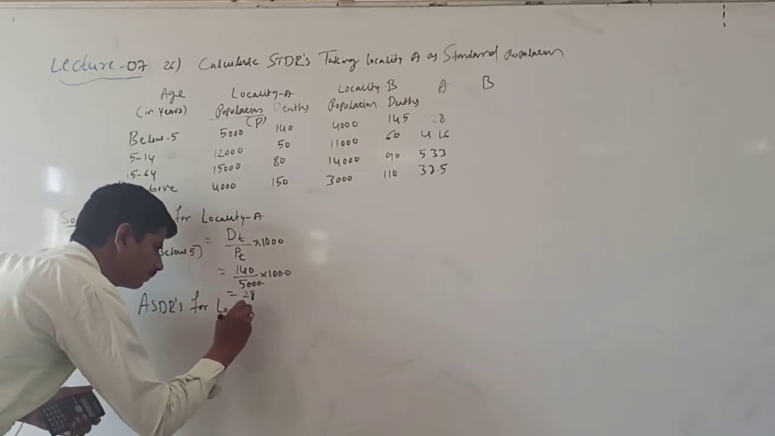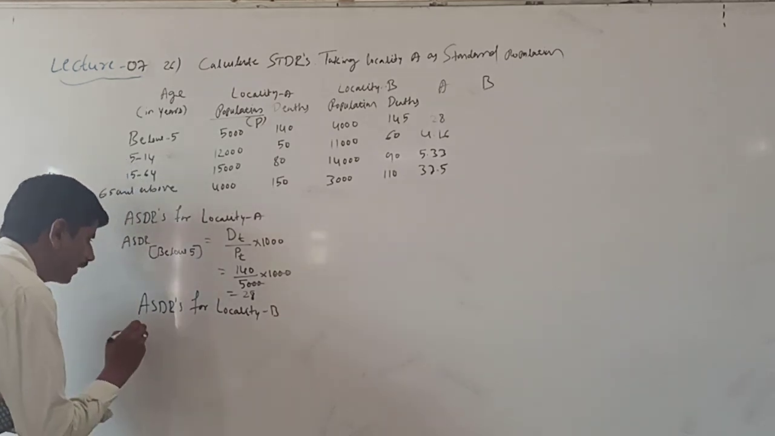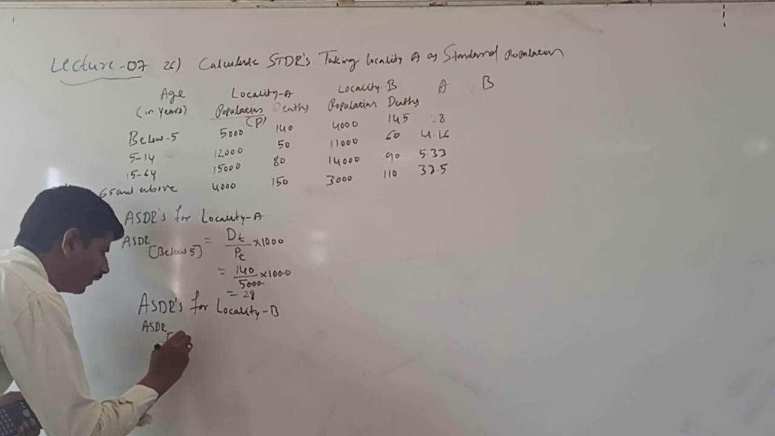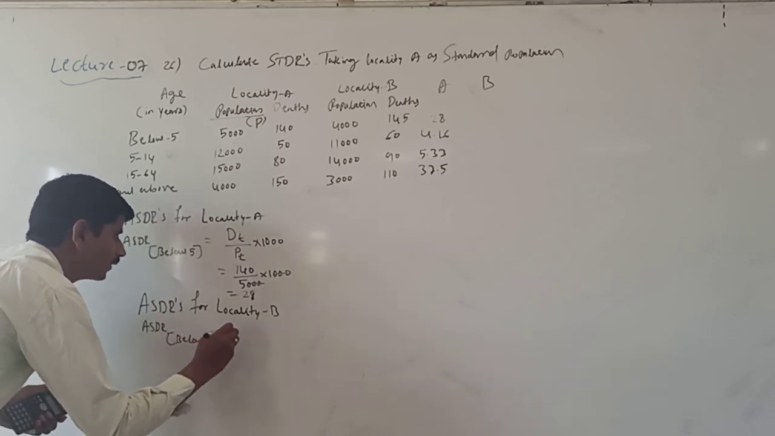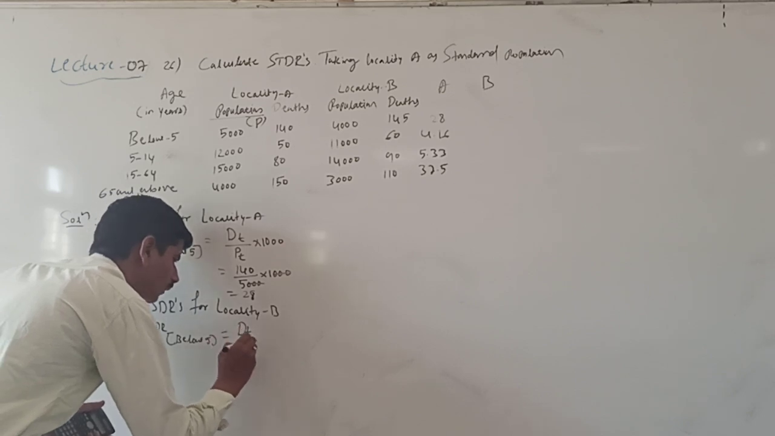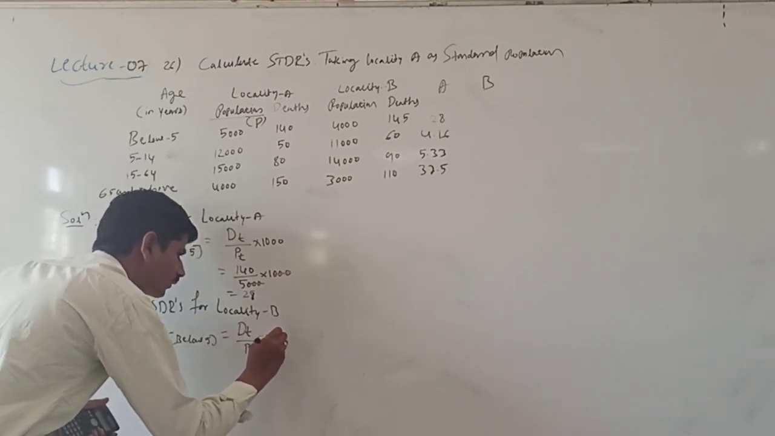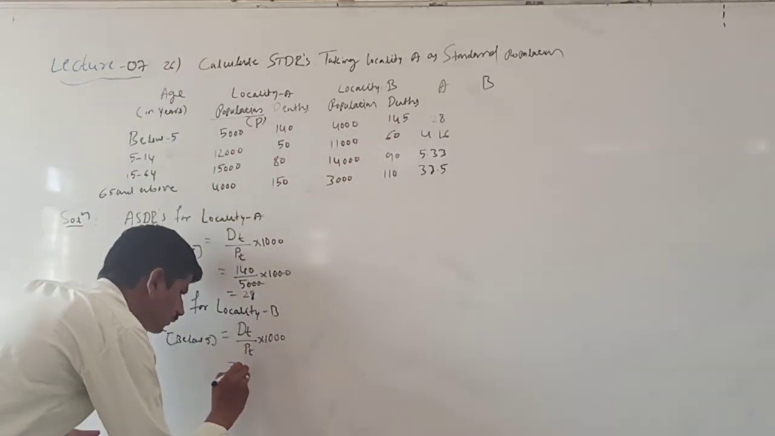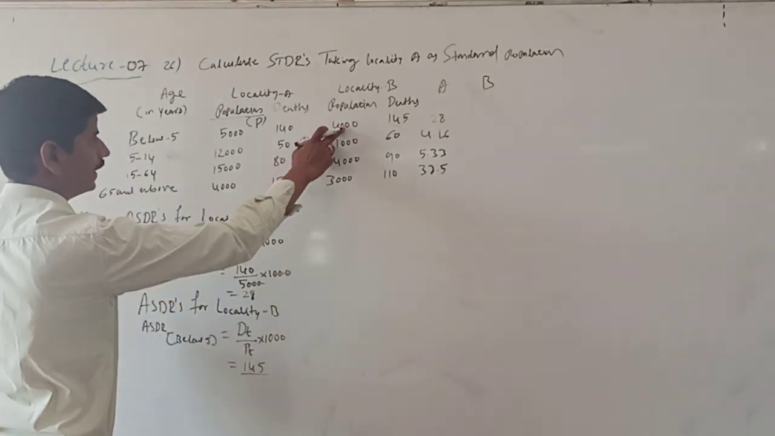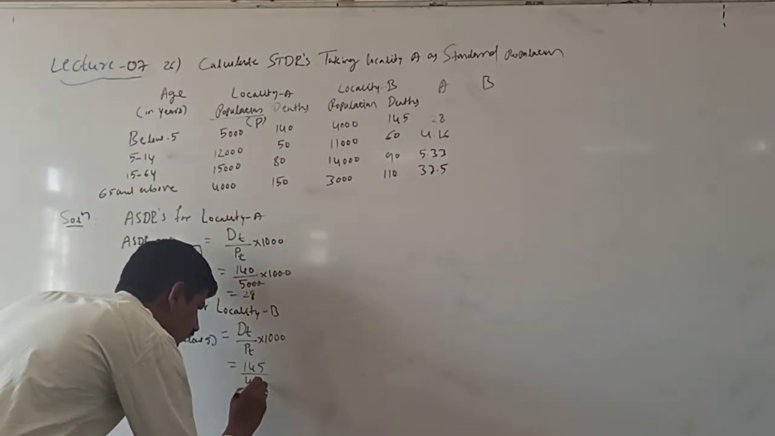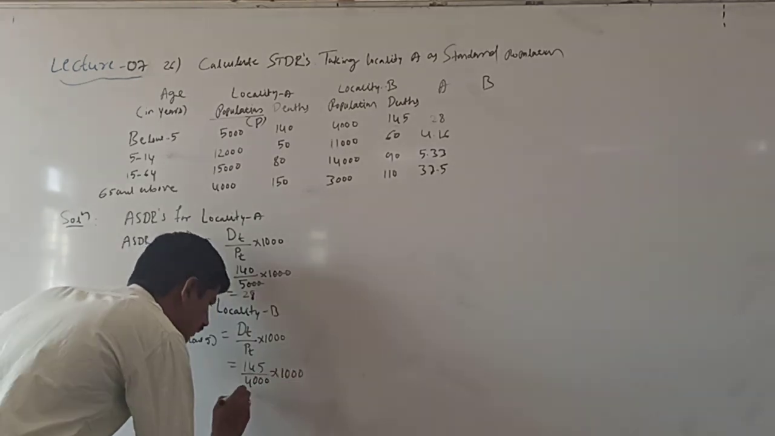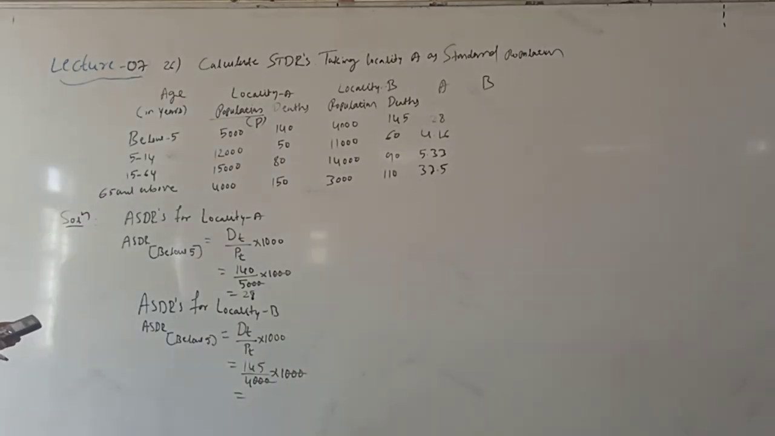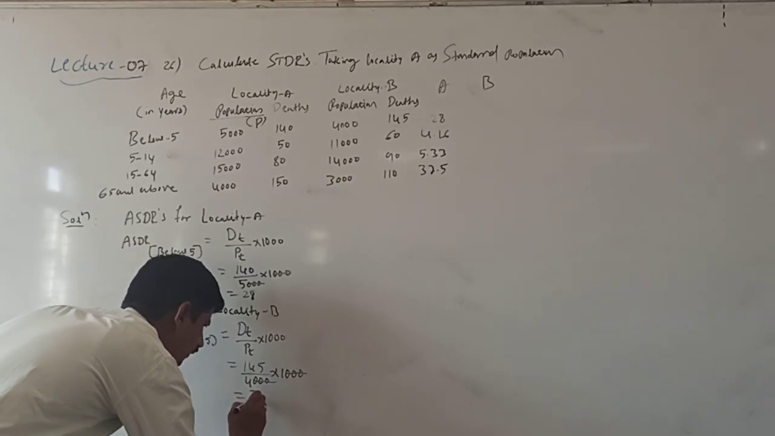Locality B, ASDR for the age group below 5 is D_t by P_t into 1000. Here D_t value is 145, 145 divided by P_t is 4000 into 1000. Here 145 divided by 4, then we'll get 36.25.